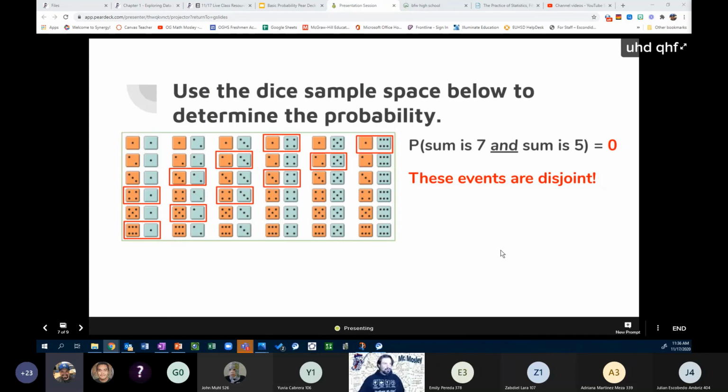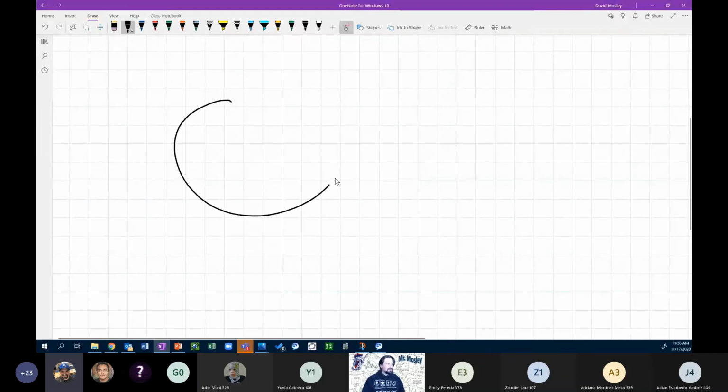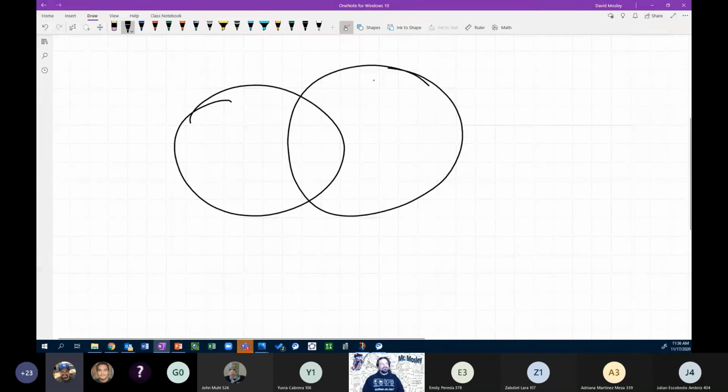I'm going to draw a picture to make more sense of "or" and "and" and the difference. So we're going to look at this real quick. The best way that I can think of to explain the difference between "and" and "or" is to use a Venn diagram. If you're familiar, a Venn diagram has at least two circles. You could have more, right? And they have a little intersection area. We'll call this one A and this one B.